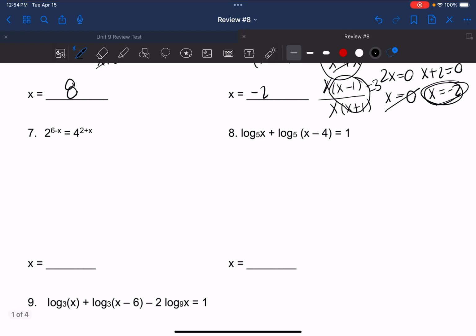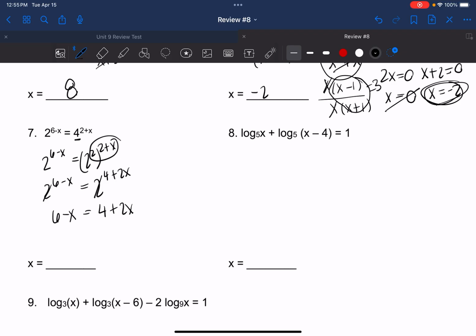All right, for number 7. On number 7, I can rewrite my base of 4 over here as 2. So I'm going to write that as 2 squared, still raised to the 2 plus x. When I have power to a power, I multiply. So I'm going to have 4 plus 2x. So I'll have 6 minus x equals 4 plus 2x, which would give me 3x equals 2. So I'm going to have x equals 2/3.